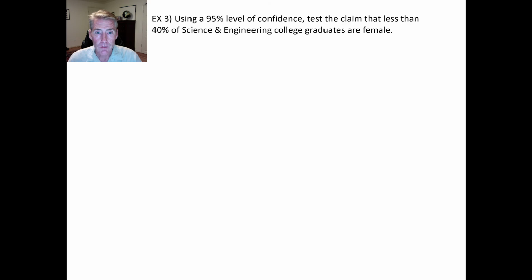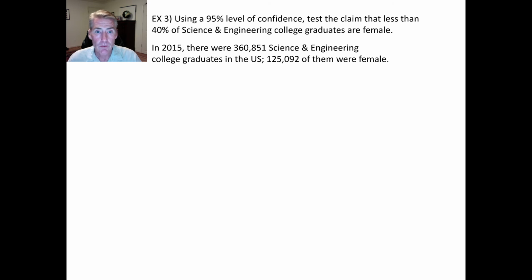Okay, then on to the last example. This one used a 95% level of confidence, and then test the claim: less than 40% of science and engineering graduates are female. So the data that I found was in 2015, 360,851 graduates, and 125,092 were female. So the claim is less than 40%.